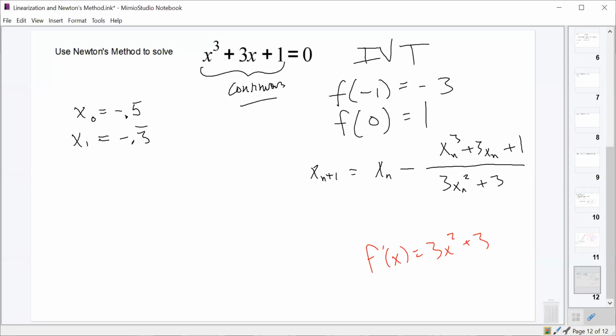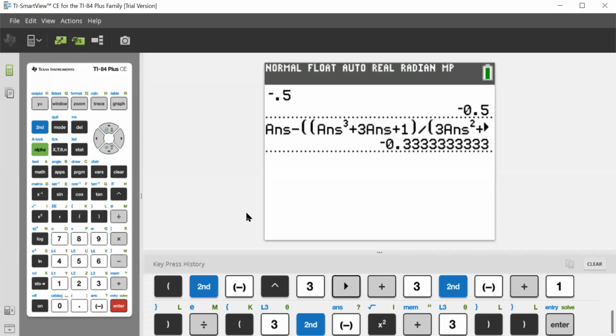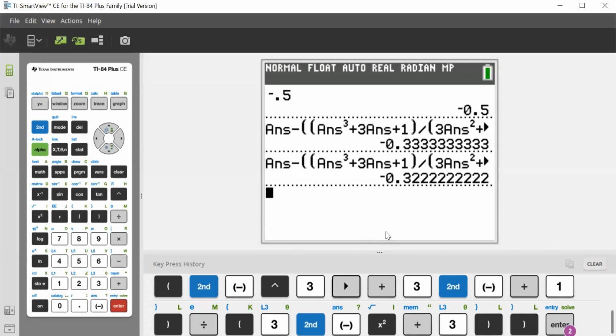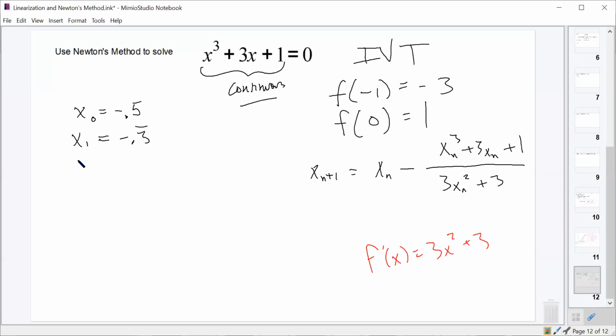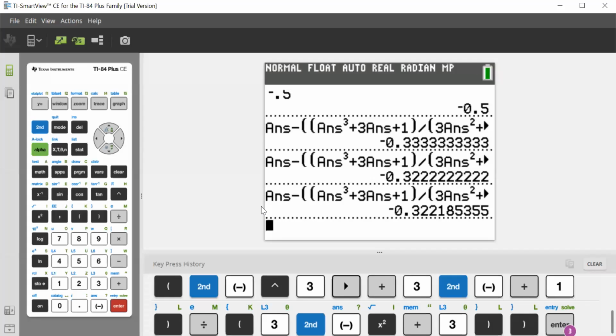How many times do you think it's going to take to get the right answer or the close enough answer? That's right, not very many. All you have to do now to get the second one is hit enter. It'll reuse -0.3 repeating, and it gives you -0.32 repeating. So x sub 2 is -0.32 repeating. Everybody good so far?